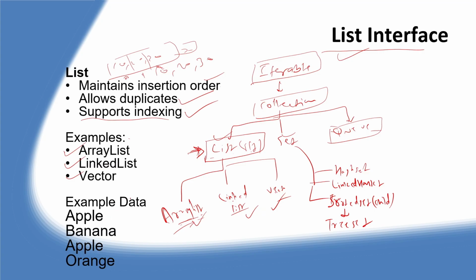Okay, so a list stores elements in the order they are inserted, and it allows duplicate values and supports indexing, meaning you can access elements by their position. Common implementations include ArrayList, LinkedList, and Vector.